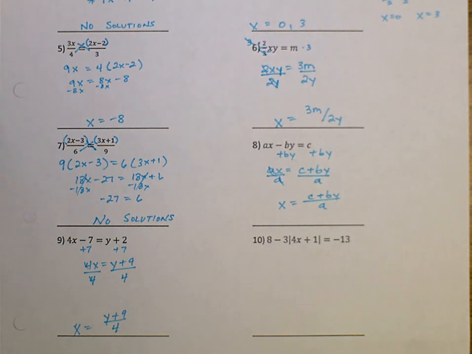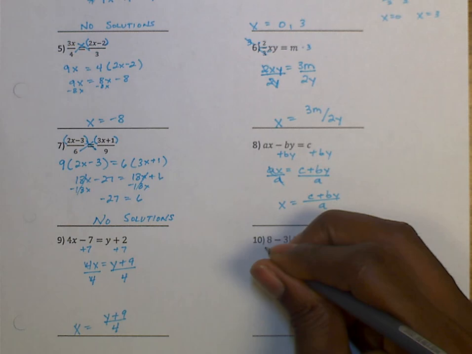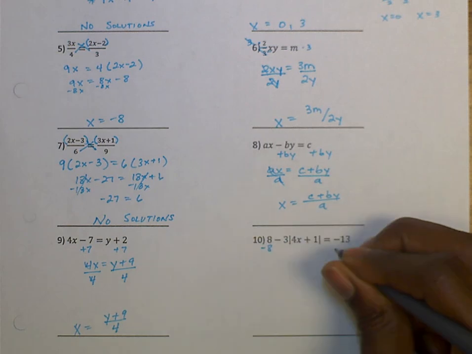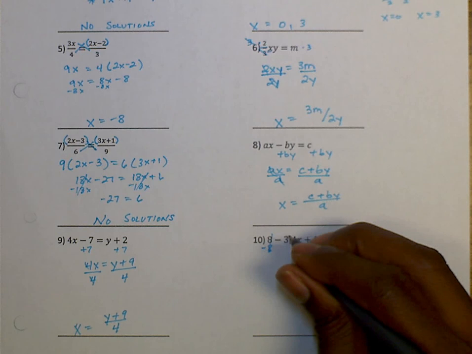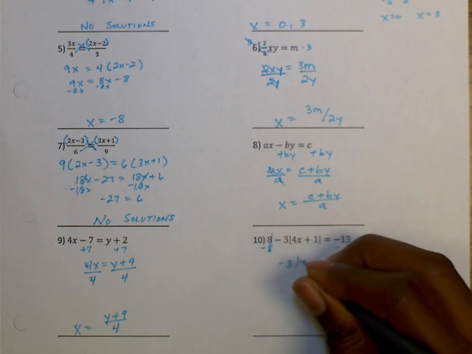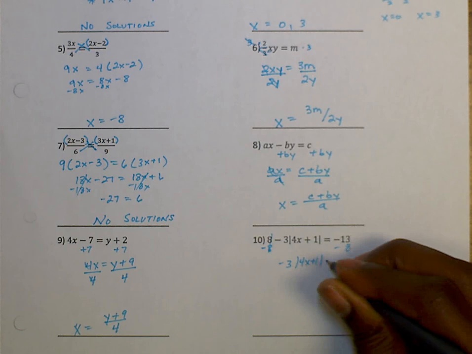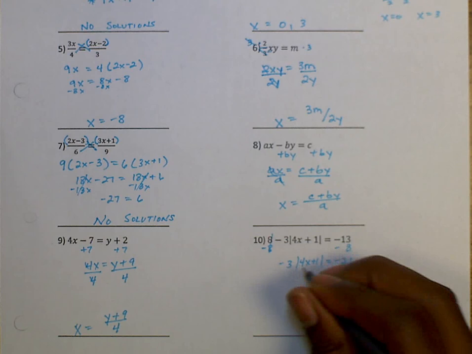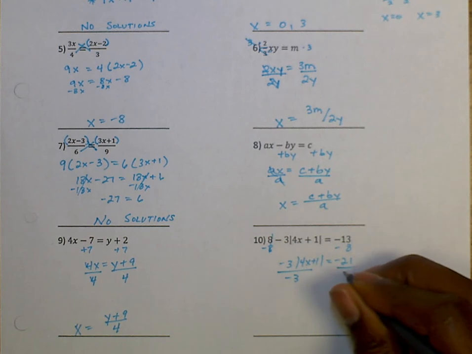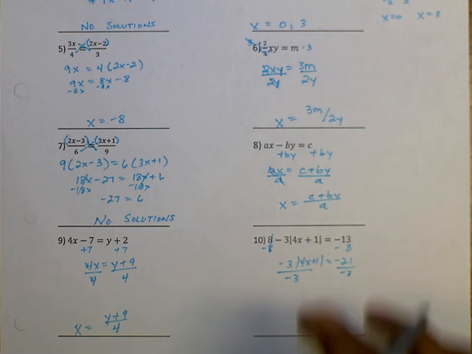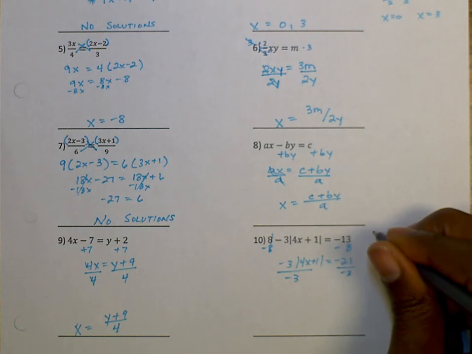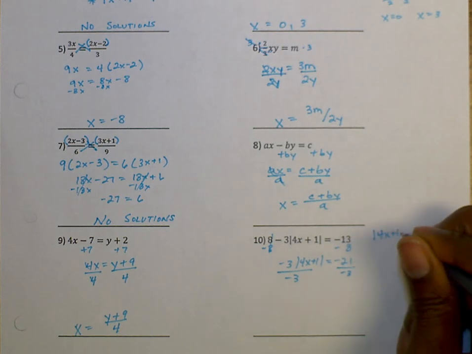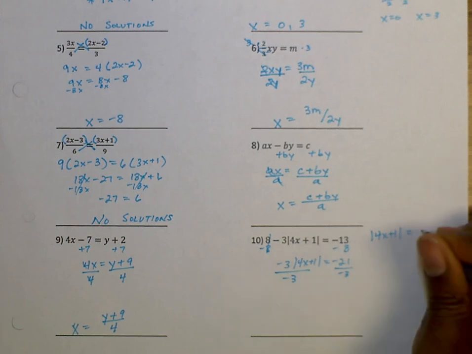Number 10, we have 8 minus 3 times the absolute value of 4x plus 1 equals negative 13. Our first step for this problem should be to subtract 8 from both sides. We'll be left with negative 3 times the absolute value of 4x plus 1 equals negative 21. From there, we'll divide both sides of the equation by negative 3, trying to get that absolute value by itself. And so we have gotten it by itself. We have absolute value of 4x plus 1 equals, in this case, positive 7.